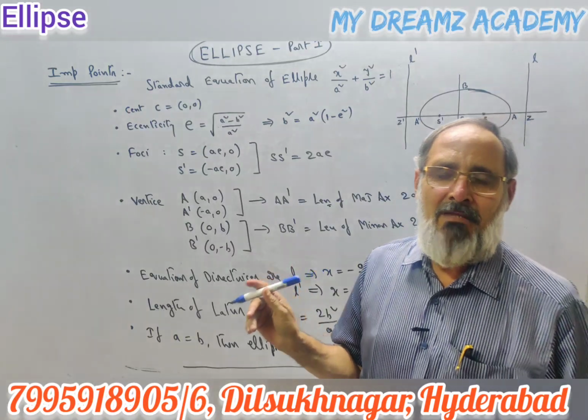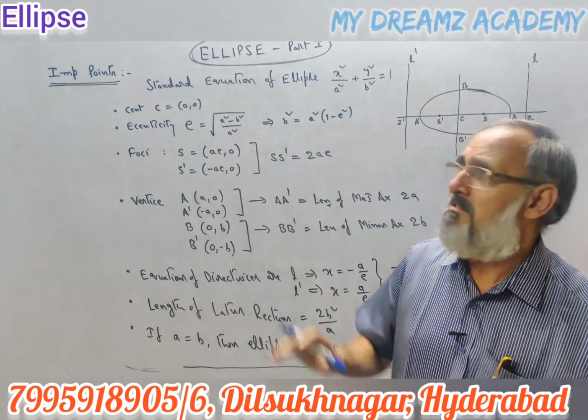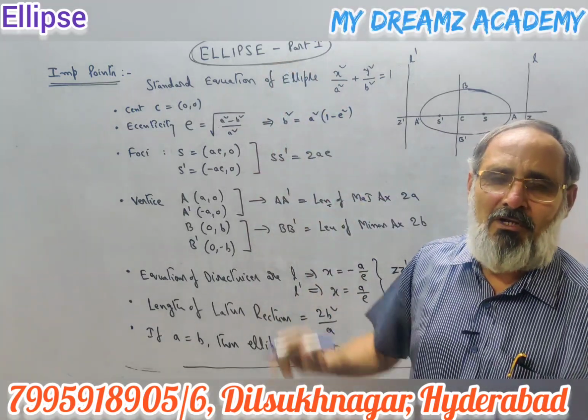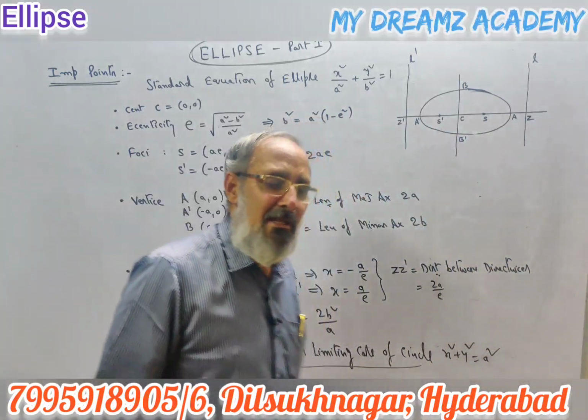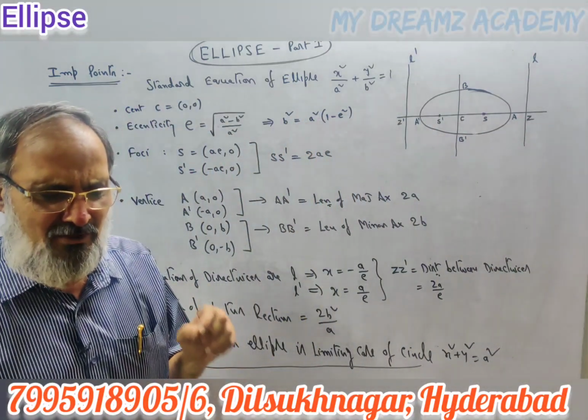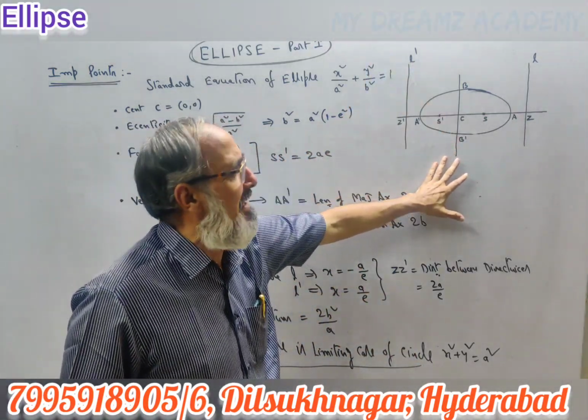Today, my videos will be a continuation. The conic section parabola I discussed in two parts, and now the second conic, that is the ellipse, I am going to start now. For making the ellipse and hyperbola, there is a small concept you have to get. One is the diagram of the standard ellipse.